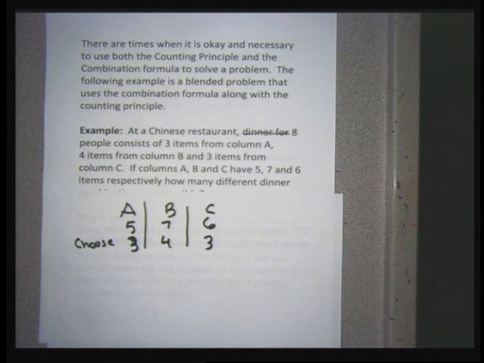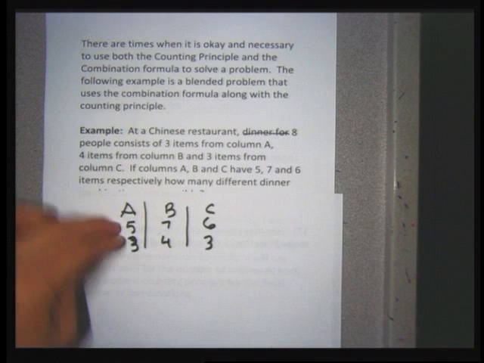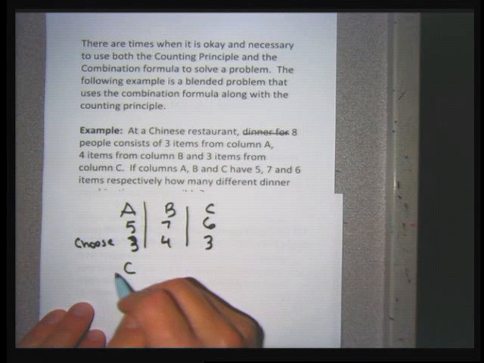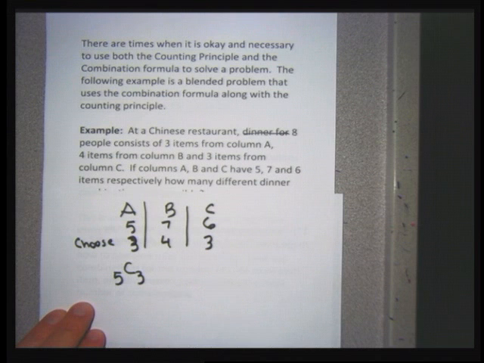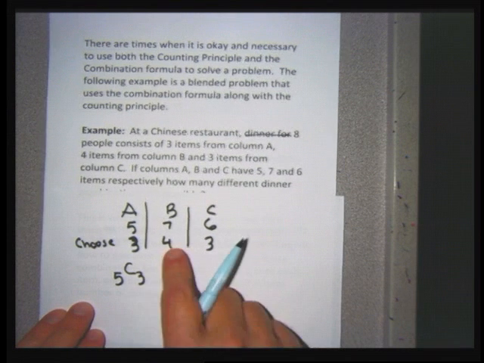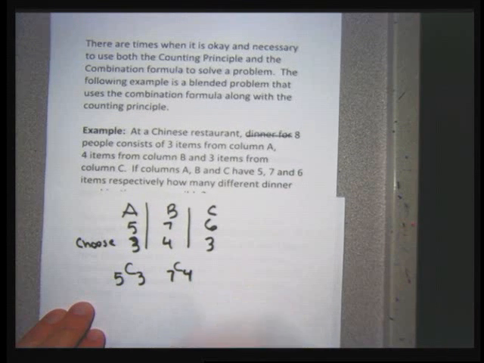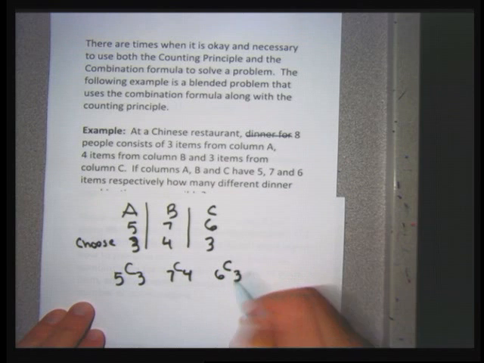Each individual part is going to be a combination, because when I pick 3 of the 5 from A, I'm going to pick 3 and 2 are going to be left out. The order that I say the items I want from A aren't going to matter. I'm going to get those 3 items. So the A part, I'm going to get 3 of the 5 from A. The B part, I'm going to pick 4 of the B's and leave 3 of them out, so I'm going to get 4 of the 7 from B. And for the C part, I'm going to get 3 of the 6 from C.